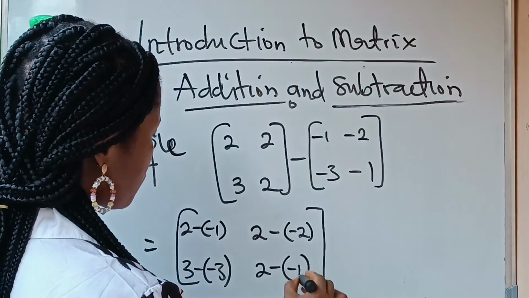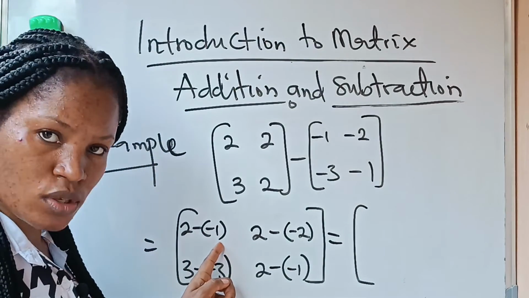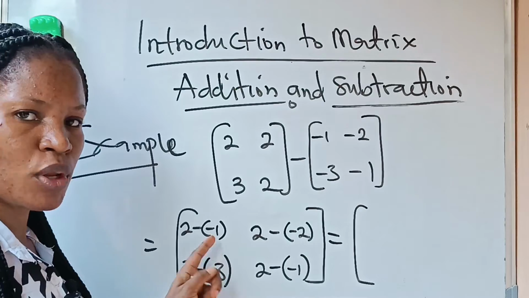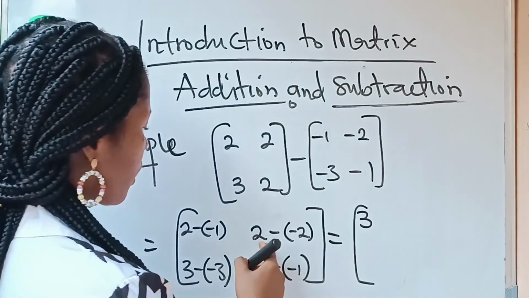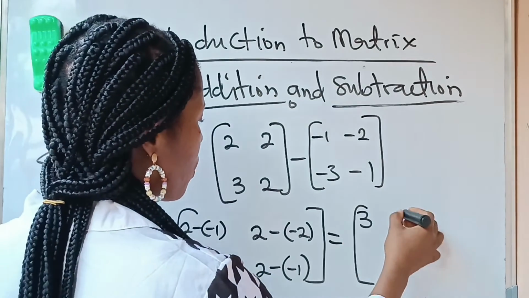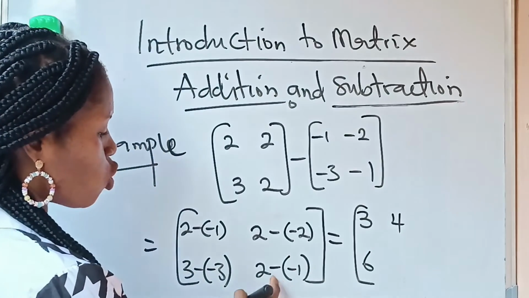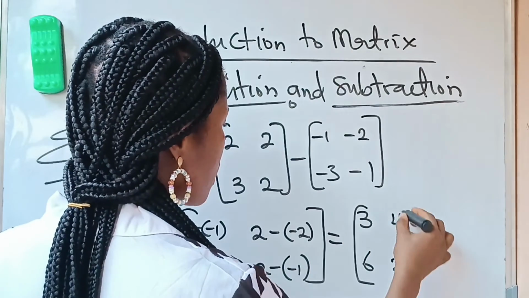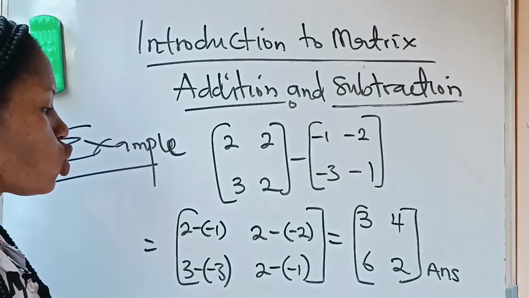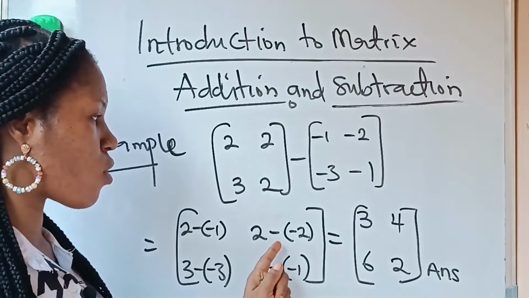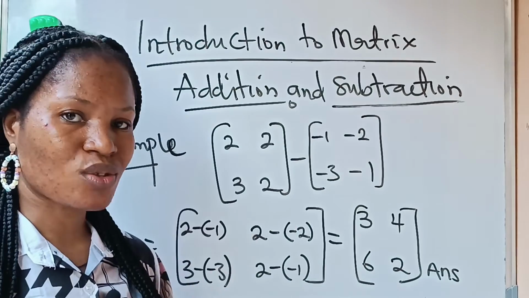So we are now going to have, note that minus times minus is plus. So this will become 2 plus 1, to give you 3. 2 plus 2 to give you 4. 3 plus 3 to give you 6. 2 plus 1 to give you 3. And this becomes your answer. The only thing here is that you should pay attention to the signs of your elements. The same thing goes for when you're asked to add together.